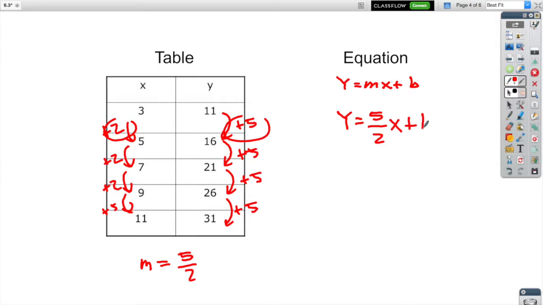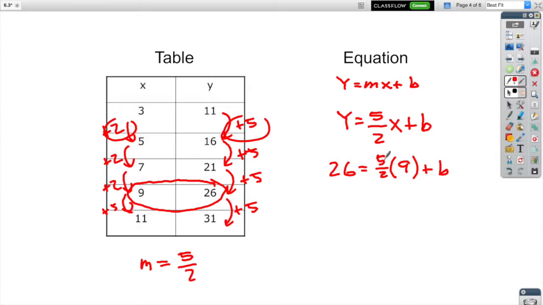All right, we still need the y-intercept though. If they had listed x is 0, y is something, we could just pull it from the table, but they didn't. So now what we do is we pick any of these. Normally I pick the smallest numbers, but just for argument's sake, I'm going to pick a different one, just so you can see that it won't matter. Let's say I pick this one. 9 is x, 26 is y. Just going to plug it into what I've got so far. So y is 26 equals 5 halves times x, which is 9, plus b.